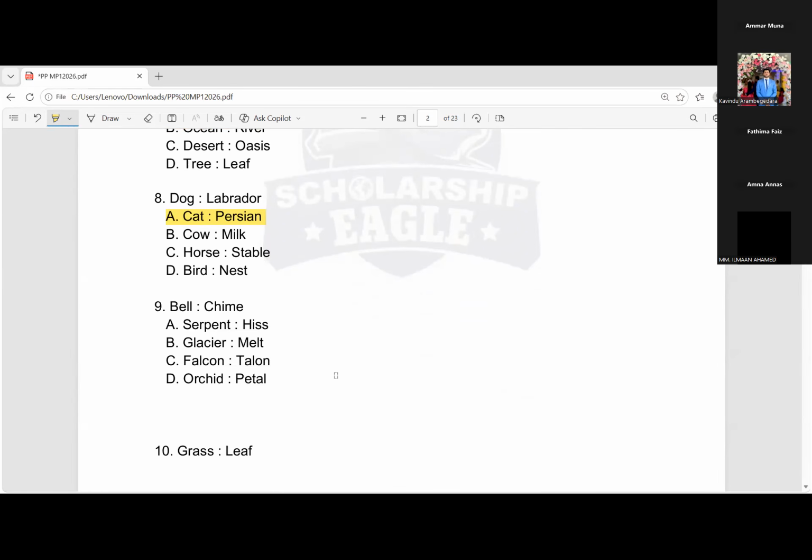Okay, the ninth one. Bell makes chime. So here, when we come to the answers, serpent hiss. Okay, it's more like the answer, and then we'll go to the next one. Glacier melts. No, it's a process. And then falcon talon, and then orchid petal. Both are a part of the whole thing. So bell, chime, and then serpent hiss is the answer.